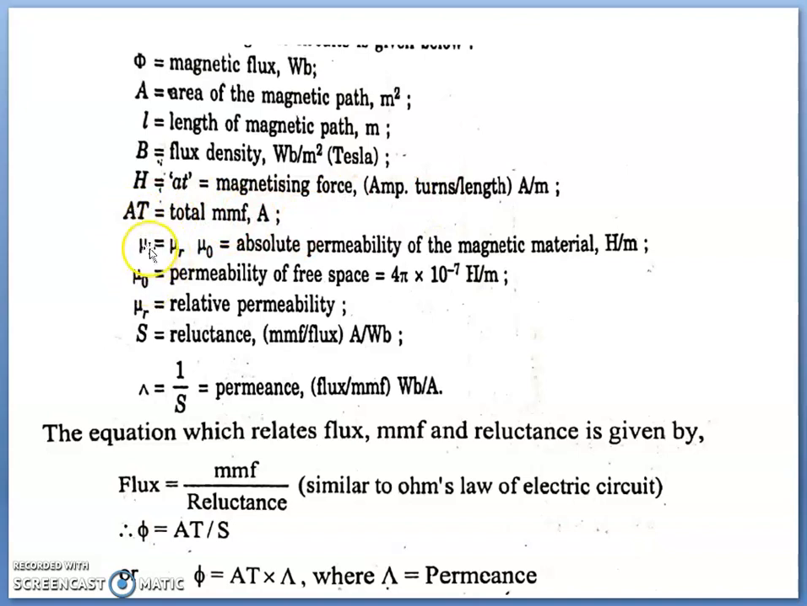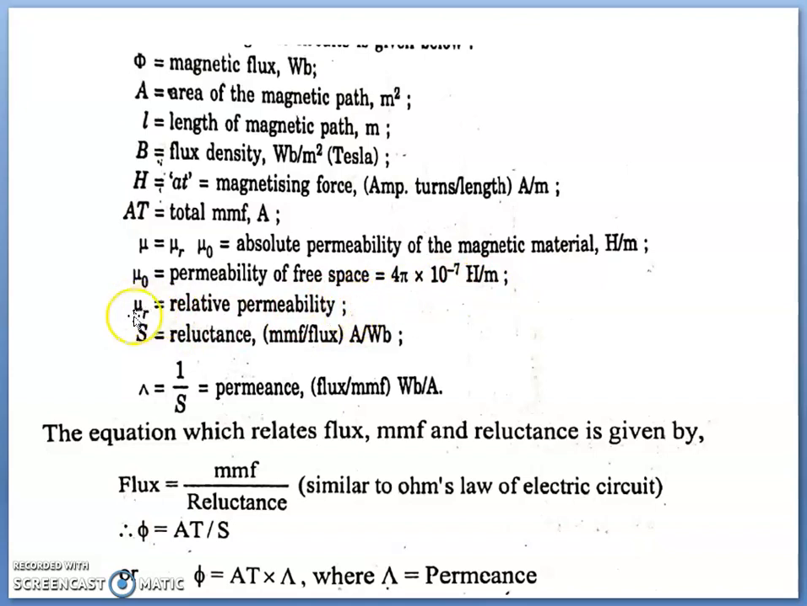Okay, and mu is the permeability of the medium, wherein mu is equal to mu r multiplied with mu naught, and it is the absolute permeability of the magnetic material in henries per meter. Mu naught is the permeability of free space. Its value is 4 pi into 10 to the power minus 7 henries per meter. Mu r is the relative permeability. It will vary depending upon the medium.